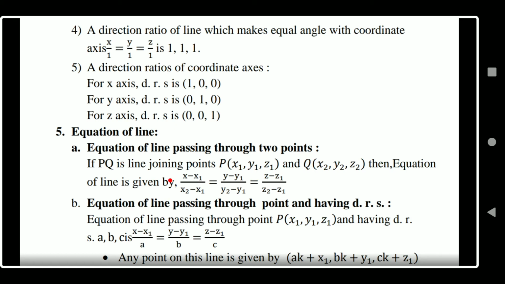The second one: the equation of a line passing through a point having direction ratios a, b, c. Remember, the equation of the line passing through the point P of x1, y1, z1 having direction ratios a, b, c is given by (x minus x1) upon a equal to (y minus y1) upon b equal to (z minus z1) upon c. Clear? Remember this note: any point on this line is given by ak plus x1, bk plus y1 and ck plus z1.